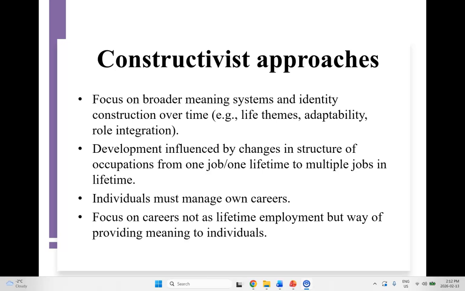So individuals must manage their own careers, and that may seem like a no-brainer to us today. But there was a time, I can remember certainly early in my career, where the perception was that employers were like the benevolent parents that look after you as an employee. And of course, we saw a lot of upheaval in the 70s and 80s with restructuring in organizations, where people were forced out of these organizations where they felt like they were part of the family. So this is a different perspective today, that we must manage our own careers individually. And this approach also focuses on careers not as lifetime employment, but as a way of providing meaning to individuals.